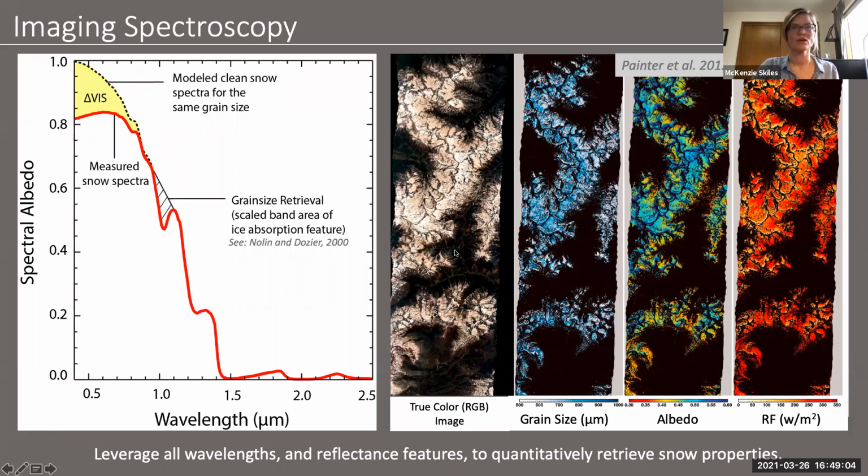So I'm showing an example here for retrievals for mountains in Colorado, where this is the true color image. You can see that it's pretty dusty over the snow. And then here's the algorithm retrieval for grain size using this scaled band area method. If you're interested in reading more about that, the citation is here. And then we can model albedo and radiative forcing. And the methods for this are described in more detail in these papers.